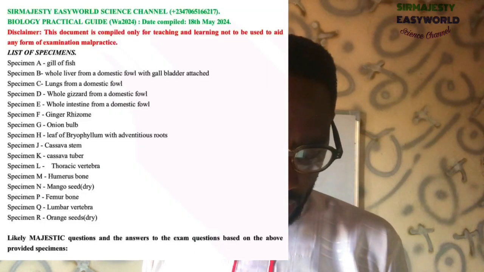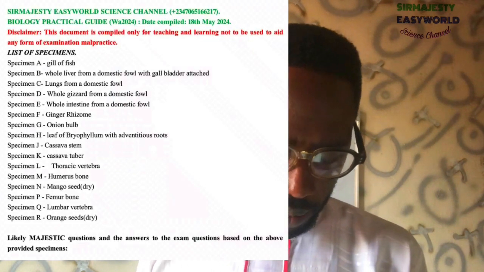Okay. Specimen E says the whole intestine from a domestic fowl. Ginger, rhizome, Specimen F. G is onion bulb. Specimen H is leaf of bryophyllum and adventitious roots. Specimen J, cassava stem. Then K is still cassava tuber. So we have moved into cassava now. Thoracic vertebra. Specimen L, humerus bone. Specimen M. Then N, mango seed, dry mango seed.